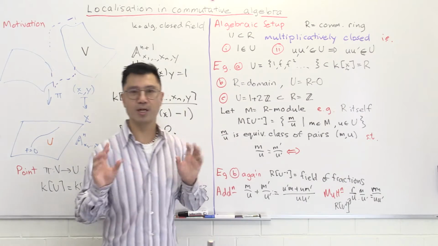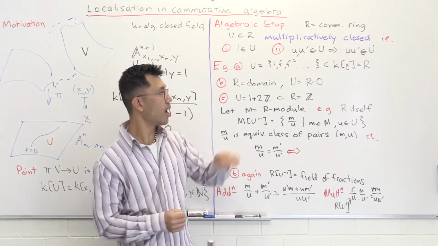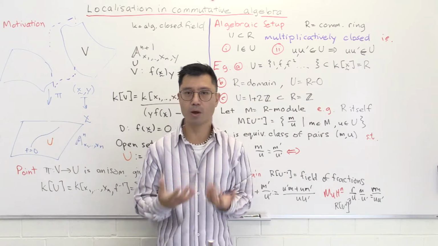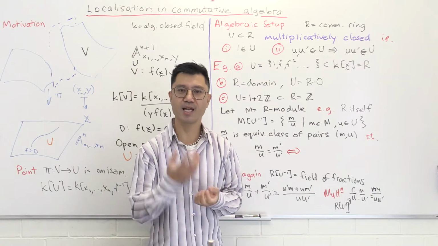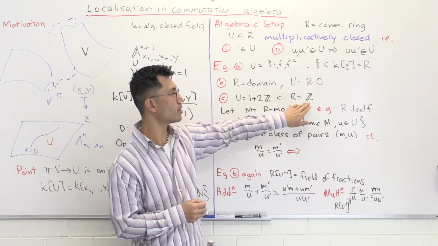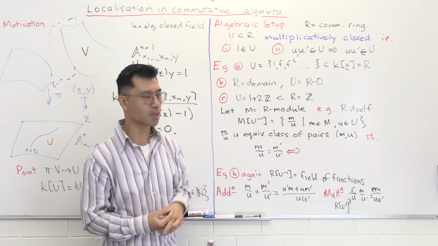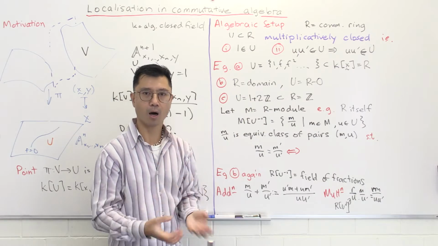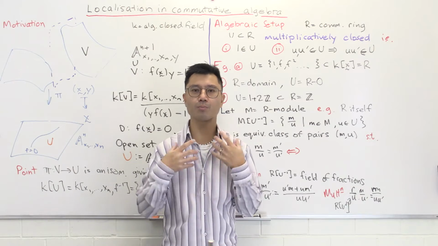Let's look at a slightly different example. R is a commutative domain, and U is going to be all the non-zero elements. So here the denominator can be any non-zero element. Something that's a little bit more interesting: R here is going to be the integers, and inside we have U being just the odd numbers. So here we're going to allow odd numbers in the denominator.